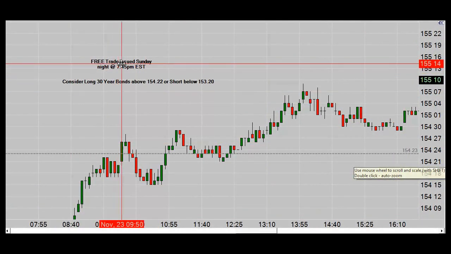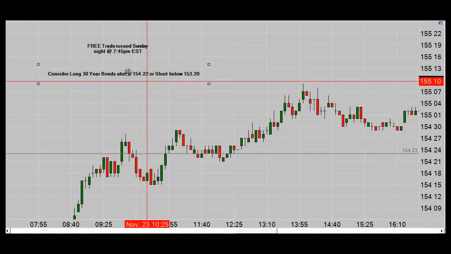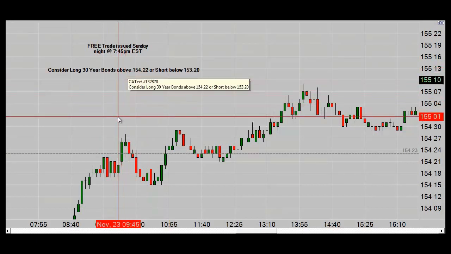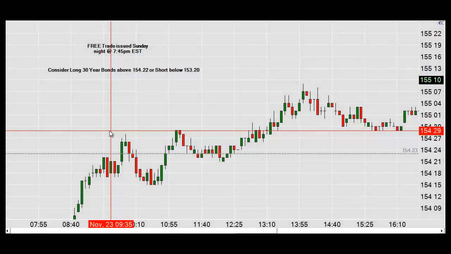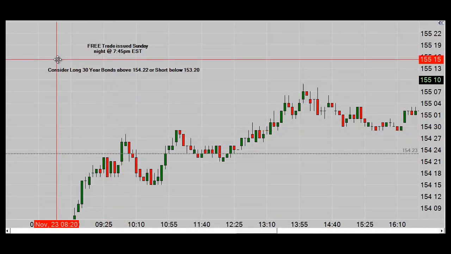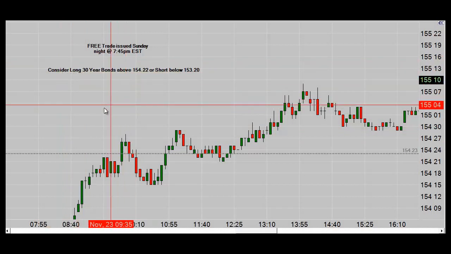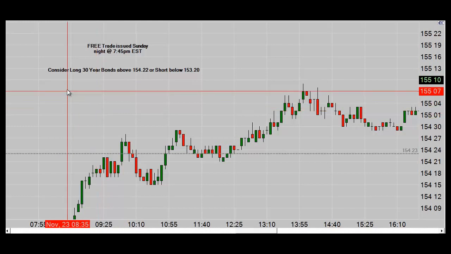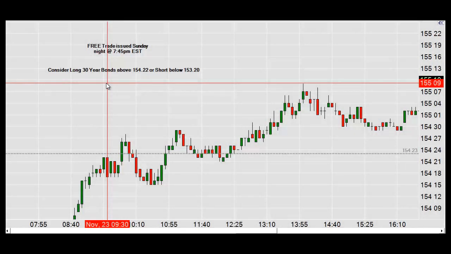Now, the trade said simply, consider being long 30-year bonds. Now, we have rolled since this Sunday night free trade, we've rolled forward into March bonds. So, instead of ZBZ, which is what we're in here, we're now in ZBH. Okay? All right. So, long above 154.22 or short below 153.20.